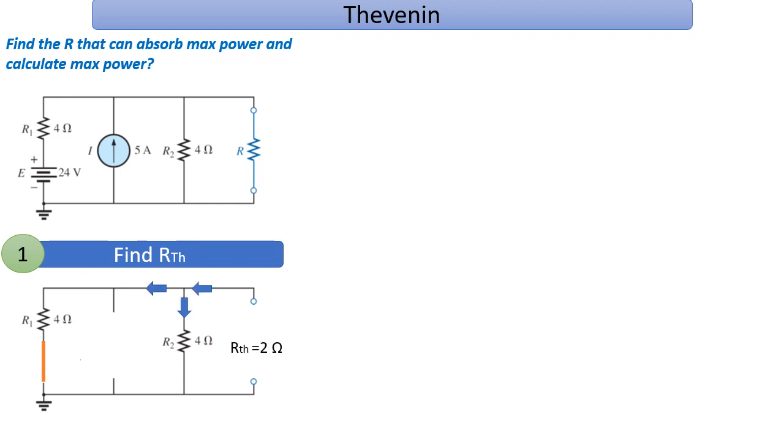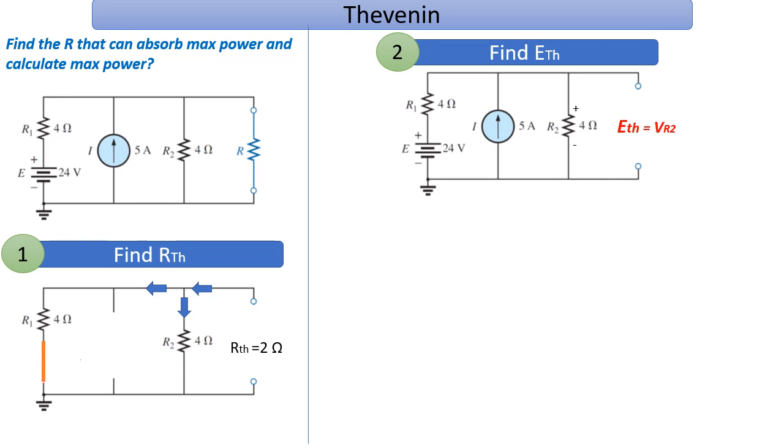So we short circuit the voltage source and open circuit the current source. And we find the value of R Thevenin by looking from the open circuit part, and we can see here we have 4 and 4 in parallel, and R Thevenin equal to 2 ohm. The second thing, we need to find out E Thevenin. How can we find E Thevenin? By looking at the circuit here, E Thevenin is exactly equal to the volt on R2. So if you can find VR2, it will be the same as E Thevenin.